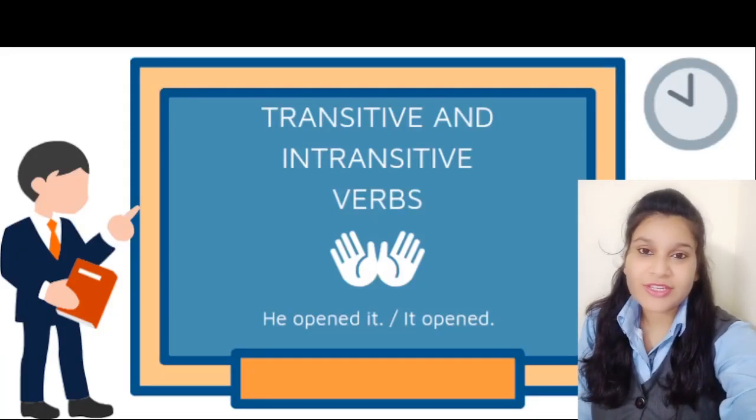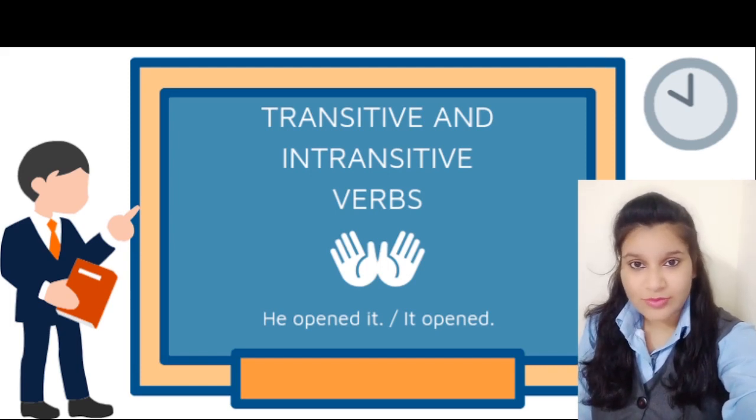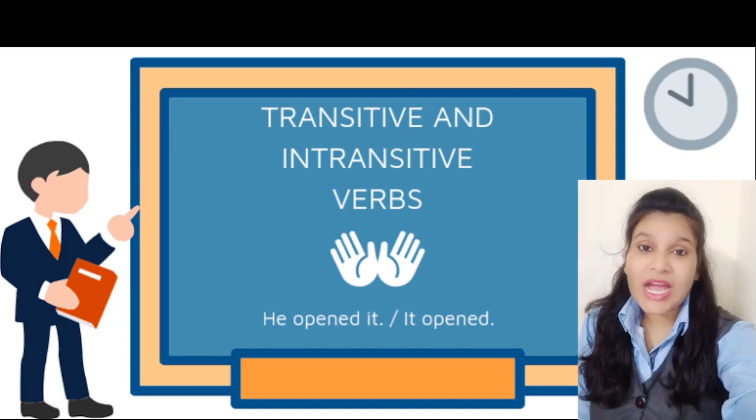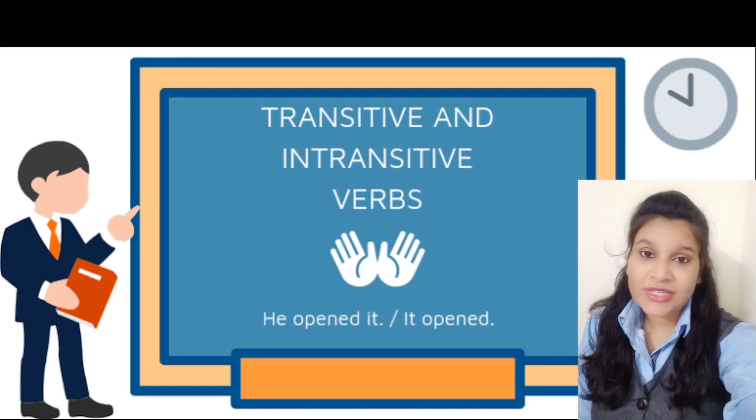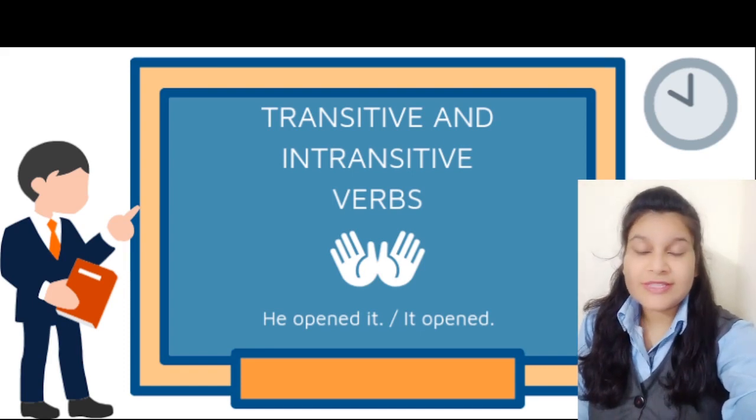Let's continue our English class for class 7th. So students, yesterday we learned what direct objects and indirect objects are. Today we will see how to use them for identifying transitive and intransitive verbs. So let's get started.